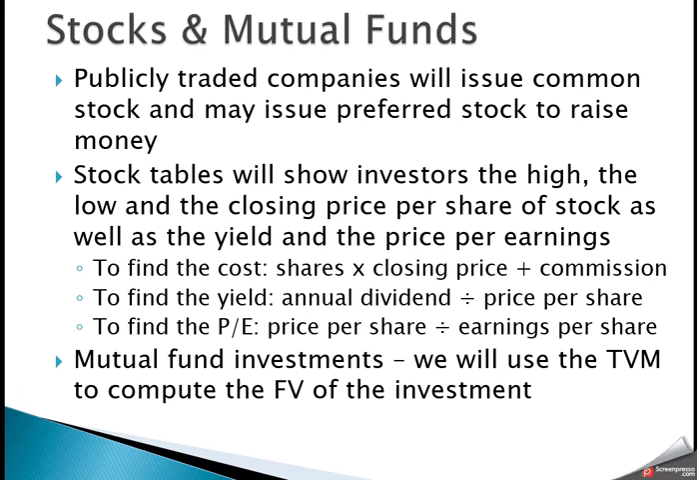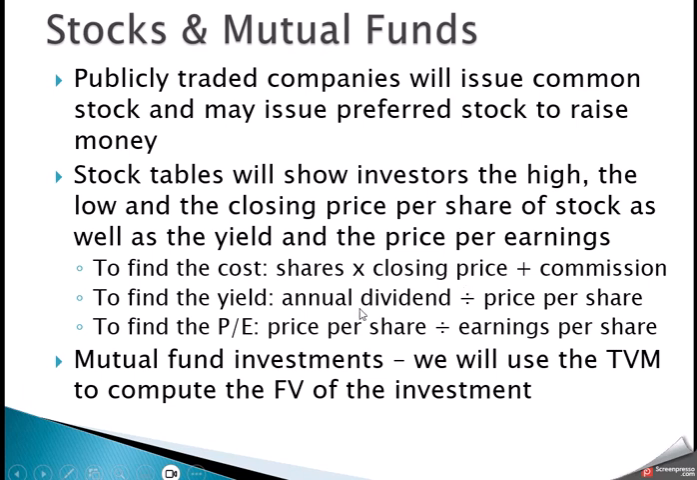So one of the most important columns is going to be the closing price. That is what that share of stock is worth at the end of that business day. So if we were purchasing it, we would take our number of shares times the closing price plus commission. So the commission might be a certain dollar amount, like 50 cents per share or something like that. But we got to remember to add that to it. And that will be our total cost that we pay for the investment.